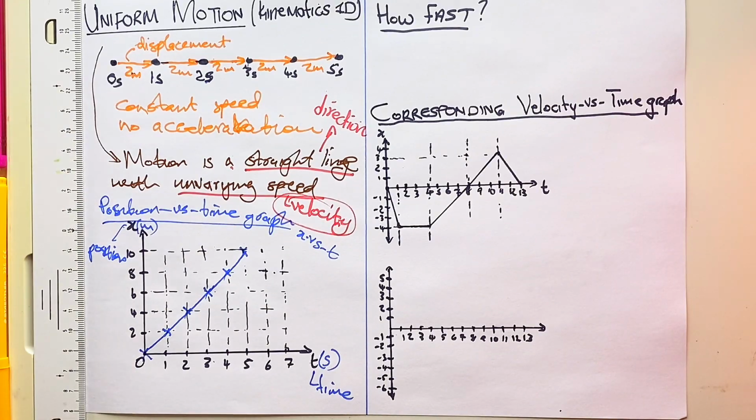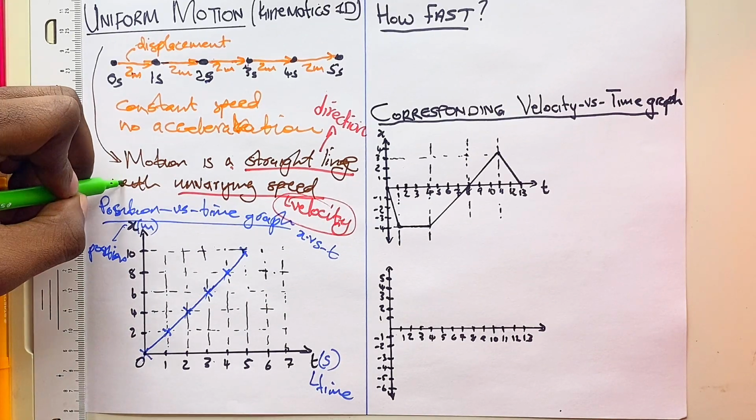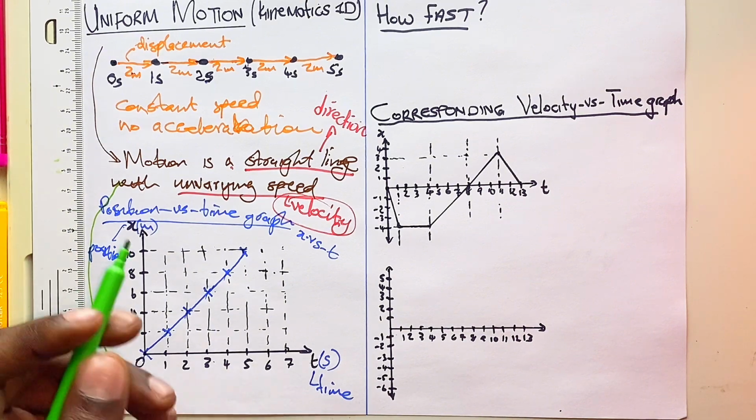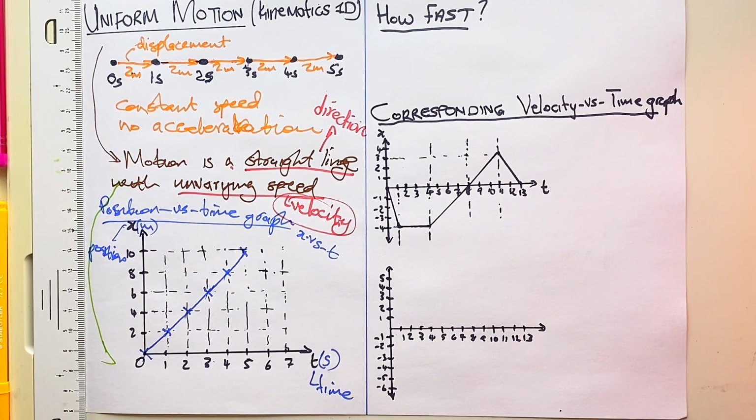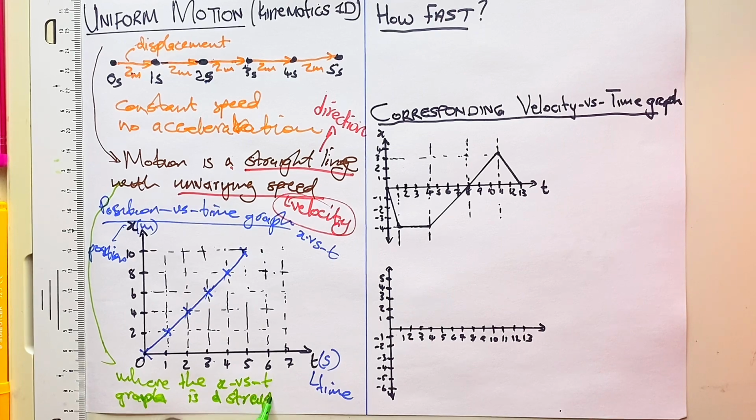We can actually amend and make the definition of our uniform motion even better and say uniform motion is a type of motion where the position versus time graph is a straight line. Now you have all these ways that you can define your uniform motion.